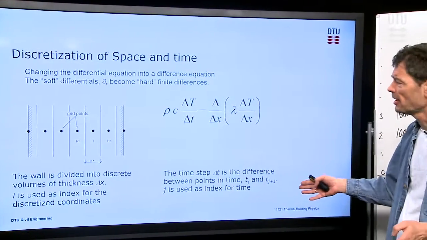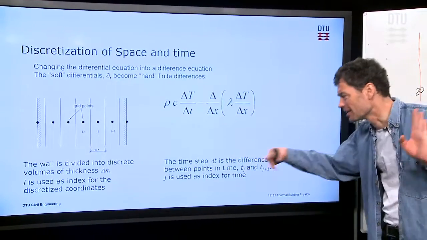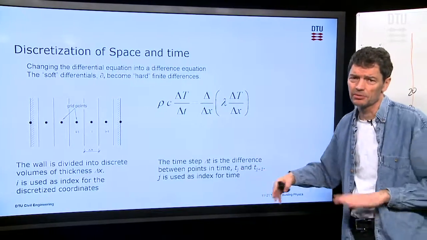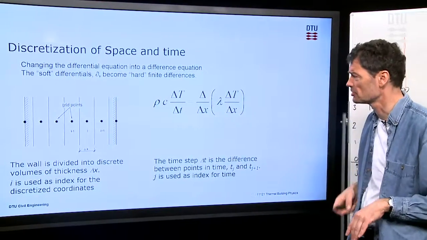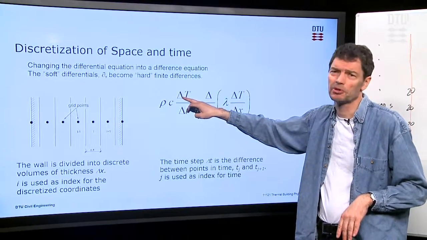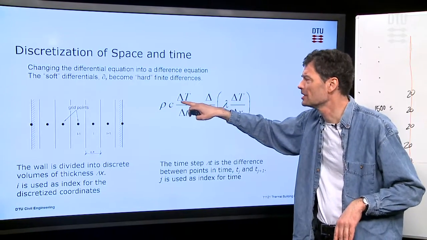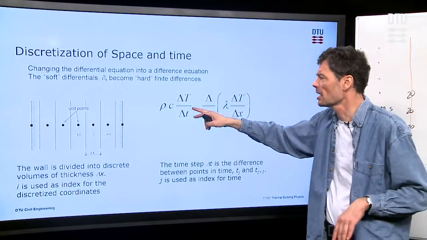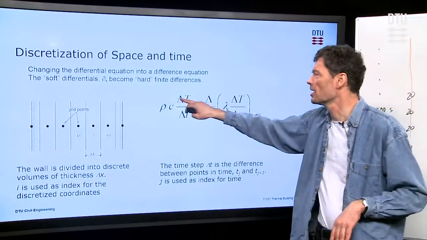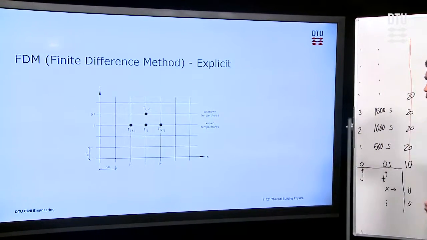And likewise for time, we make the differential time step into finite steps in time, and we use the index j to know how far we have progressed. And also in the equation here, the soft partial d's were replaced with hard deltas. So we make time steps in time, we make space steps in x, and then we calculate steps in temperature to know where we are.